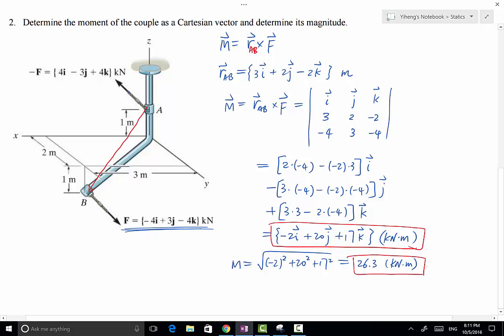So as you can see, to determine the moment of a couple using vector formulation, again, we use the same formula to calculate the moment of a force about a specified point. In this case, we choose one of the force vectors in this couple to go into this equation. And as soon as we've made that decision, the position vector must start from the other force vector and end on this chosen force vector.